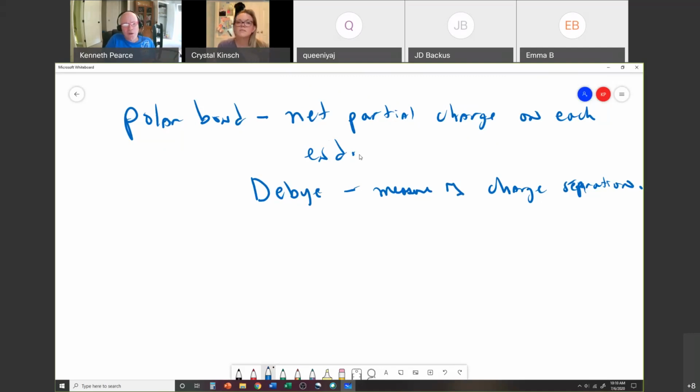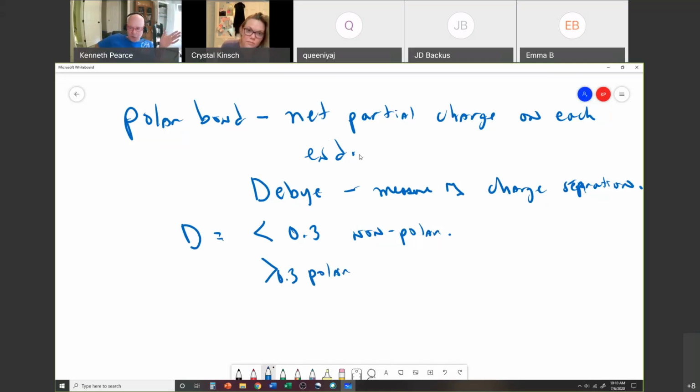Now, generally speaking, depending on who you talk to, something less than about 0.3 is considered nonpolar. That number differs depending on who you talk to. It's usually around 0.2, 0.3, thereabouts. Less than that is considered not polar. Greater than that is considered to be polar. These are just numbers that I'm throwing out here. Like I said, it depends on who you talk to.